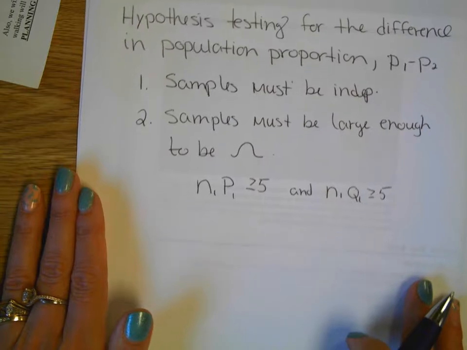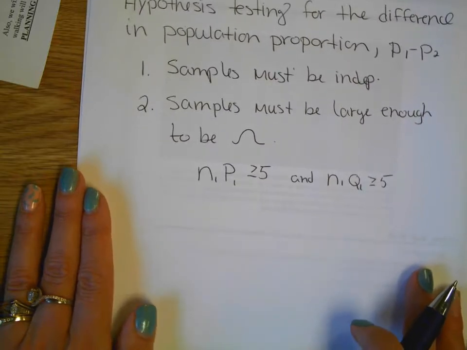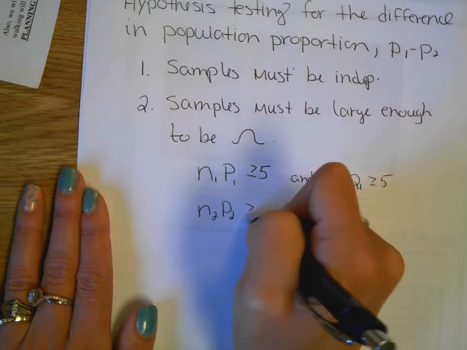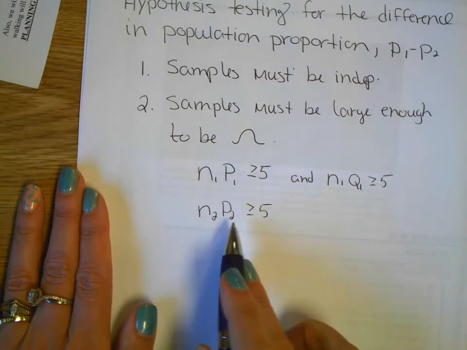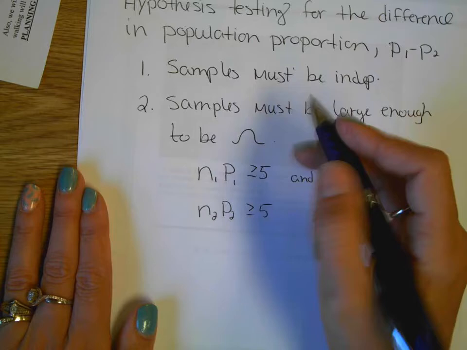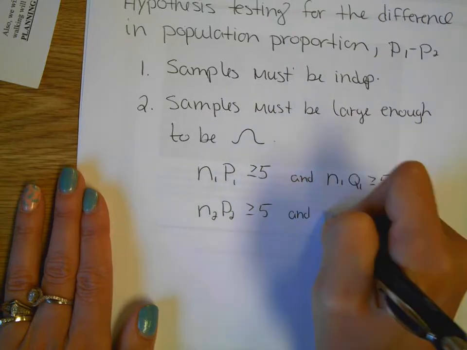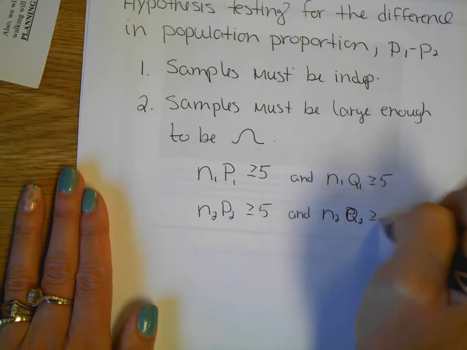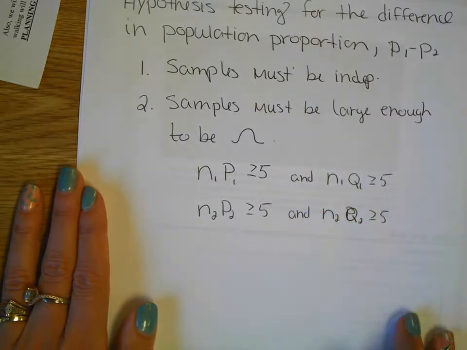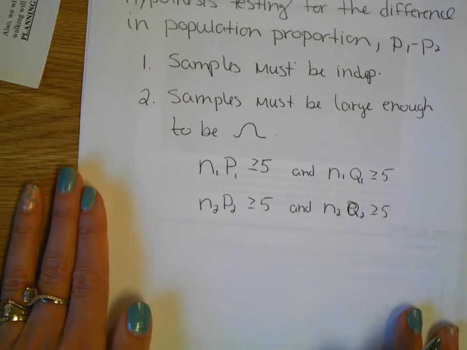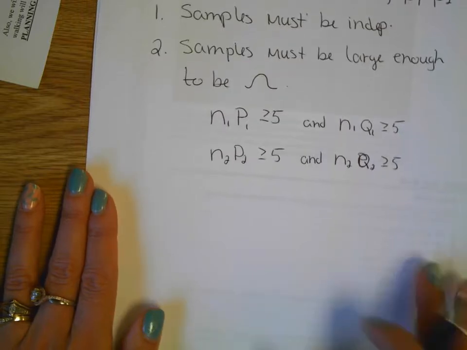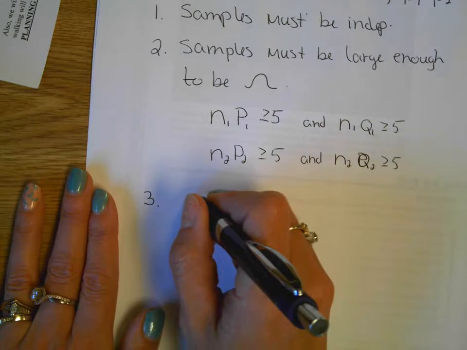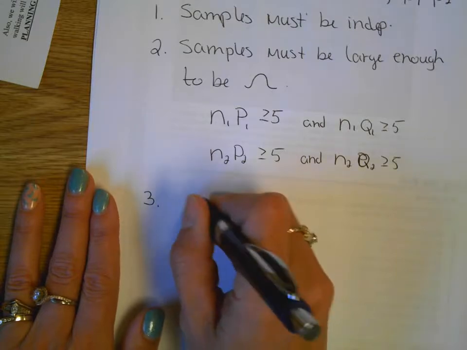So not only do you have to check that sample 1 is big enough, you have to check that sample 2 is big enough. So that the sample size times the percent success and sample size times percent failure. So all 4 of those have to work. Just watch it. You're gonna have a question where 3 out of 4 of them are okay. Nope.